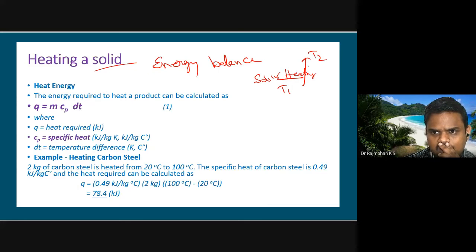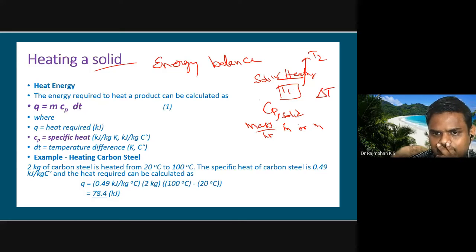If you are heating the solid, the temperature change can be determined if we know the solid's Cp value. If you don't know it, we can use Kopp's law to determine the Cp of the solid. If we know the mass or mass flow rate, m dot or m, and the delta T, we can determine the heat added or removed. If it is heating, heat is added to the solid; if you are cooling, it is how much heat is removed from the solid.